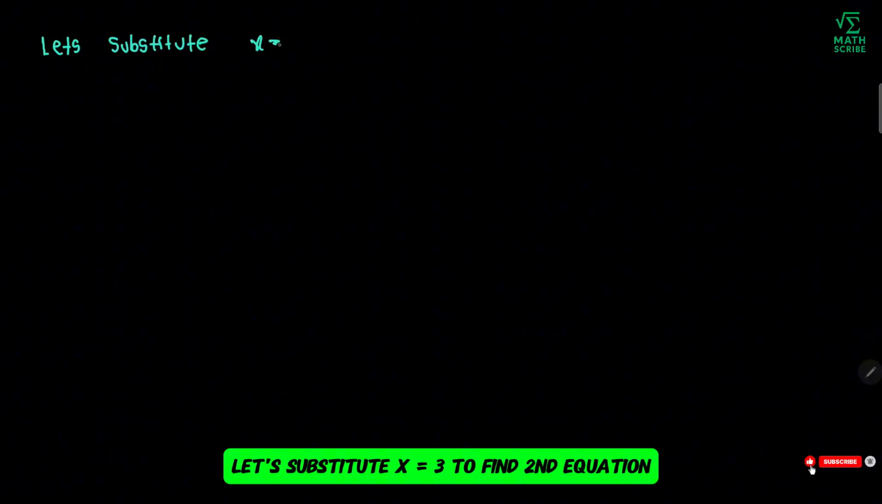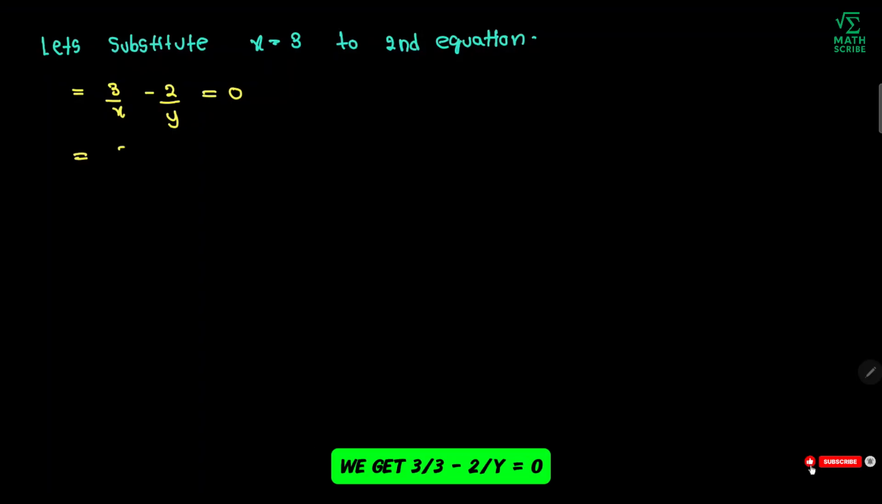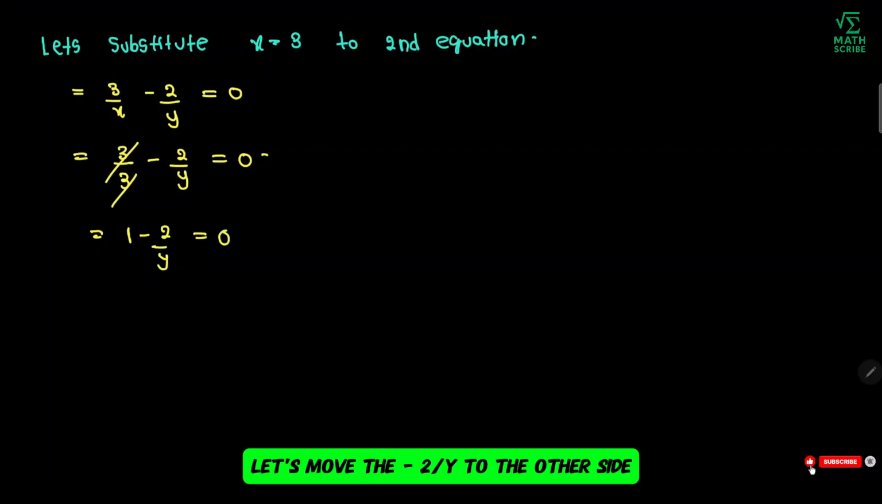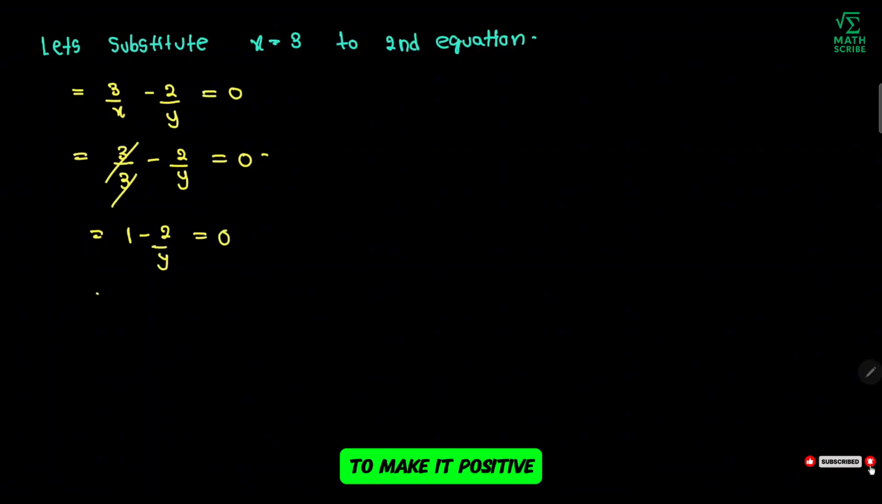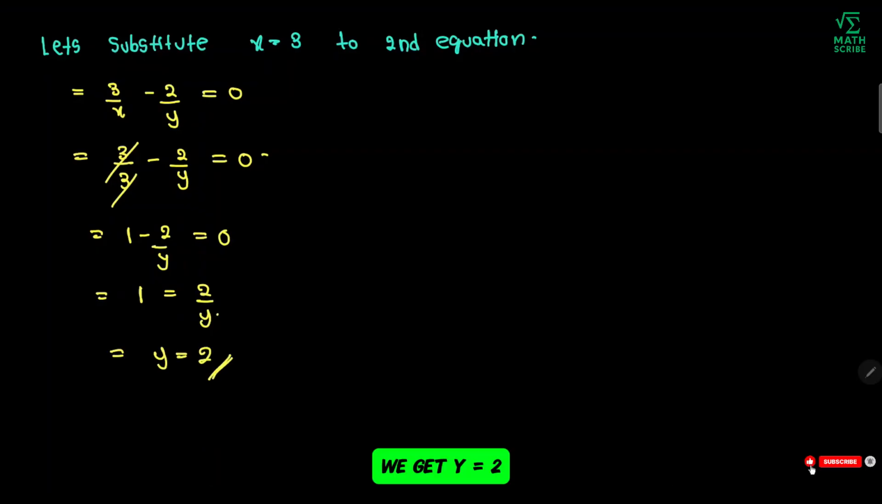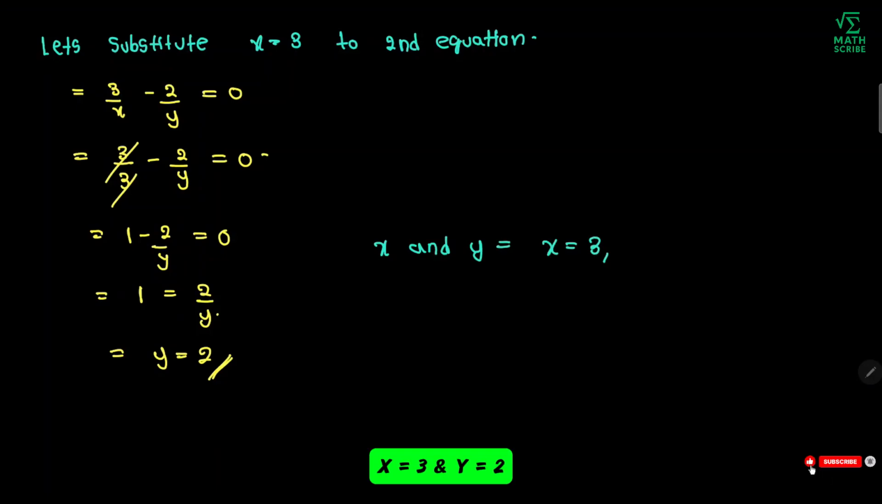Let's substitute x equals 3 to find y in the second equation. As a reminder, equation 2 is 3 over x minus 2 over y equals 0. Plugging in our value for x, we get 3 over 3 minus 2 over y equals 0. We know that 3 over 3 is simply 1, so 1 minus 2 over y equals 0. Let's move the minus 2 over y to the other side to make it positive. 1 equals 2 over y. Multiply both sides by y to finish it off. We get y equals 2. And there you have it. Our final solution is x equals 3 and y equals 2.